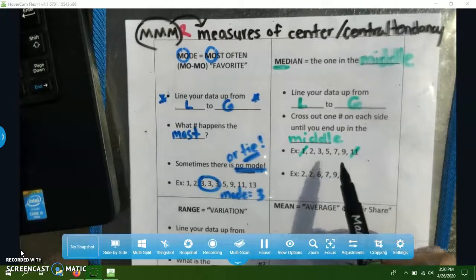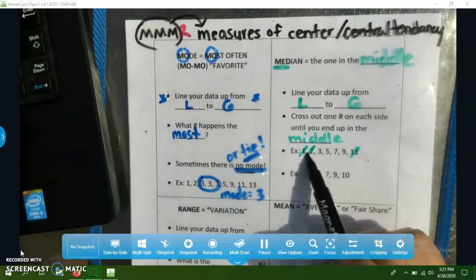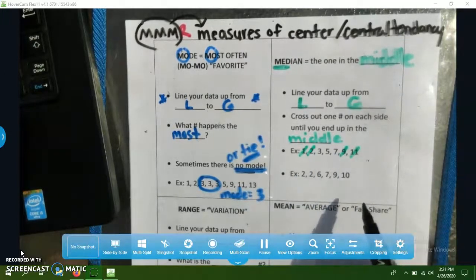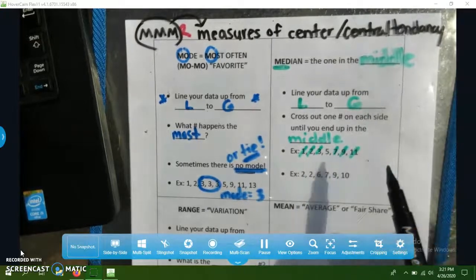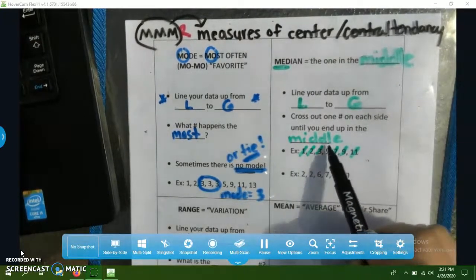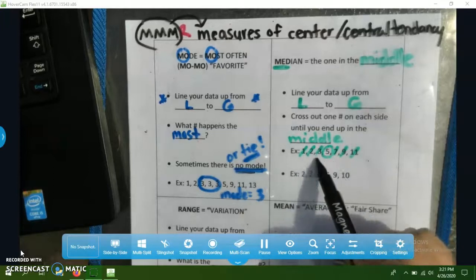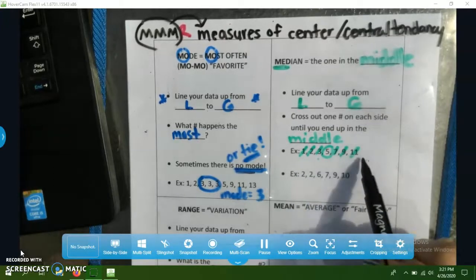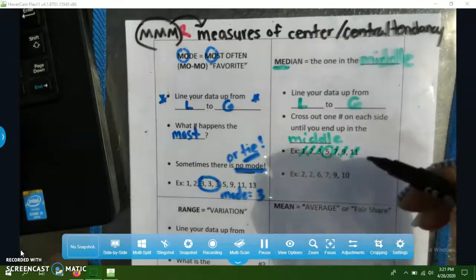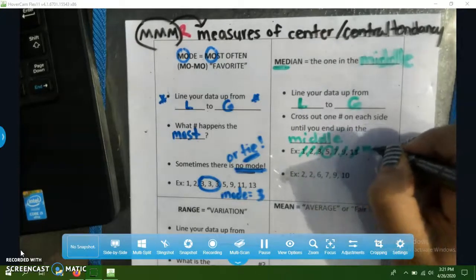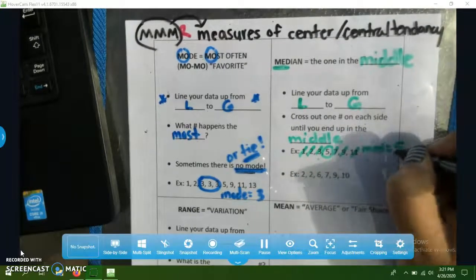You always have to have a partner on the other side if you're crossing things out. Partner, partner, partner, partner. You are in the middle now because you have 3 crossed out on this side, 3 crossed out on this side. That means the median of this data equals 5.